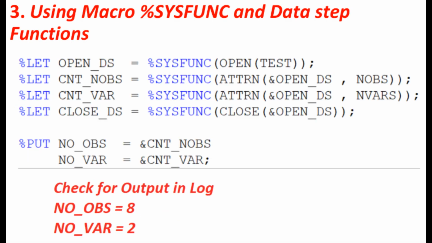Next, the third method is using macro %SYSFUNC and data step functions. First open the SAS dataset using %SYSFUNC and the OPEN function. And then count the number of observations and even the number of variables using %SYSFUNC ATTRN with NOBS and NVARS, and finally close the dataset. You can check the output in the log using the %put statement. We will discuss further methods to count the observations in the next video.